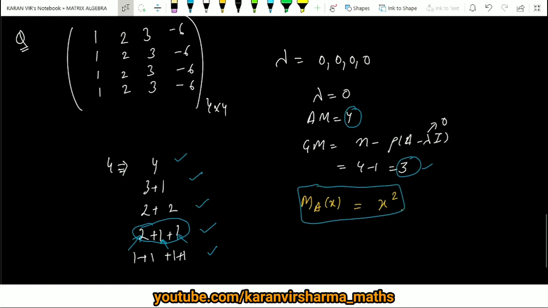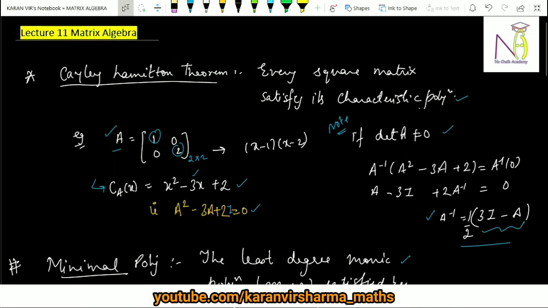I hope you have understood this concept of Cayley-Hamilton theorem and how to calculate the minimal polynomial in less time.